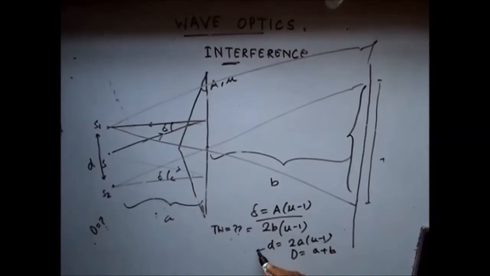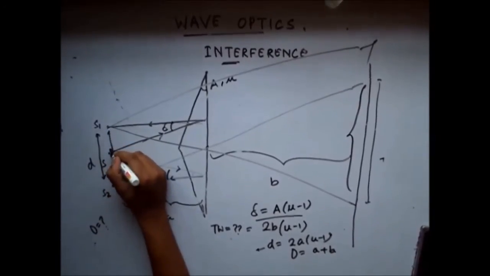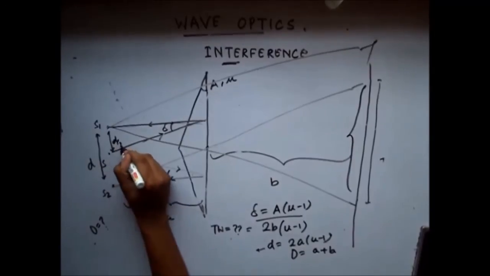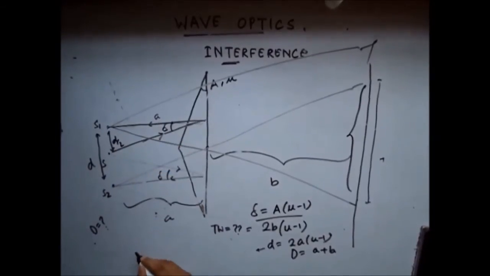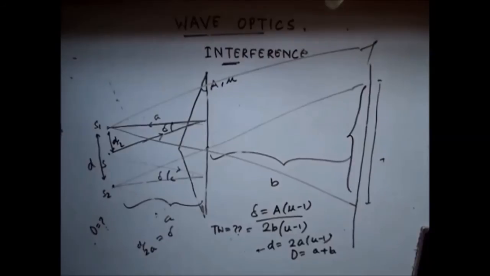I'll show you how to find this small d. See here, this distance is, let's say, d by 2, and this is A. So you can write d by 2A is equal to tan of delta, or my d is 2A delta. So now I put the value of delta, that is A mu minus 1. So I get d as 2A mu minus 1, which is the answer.